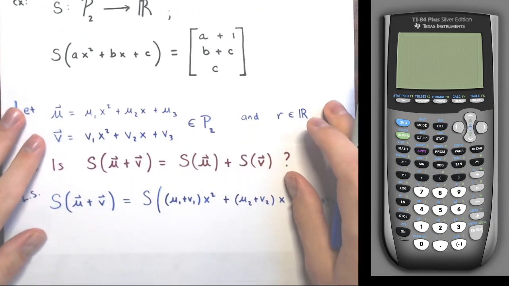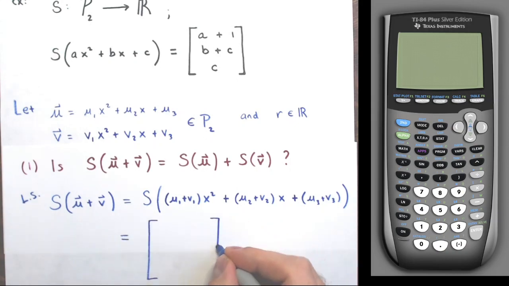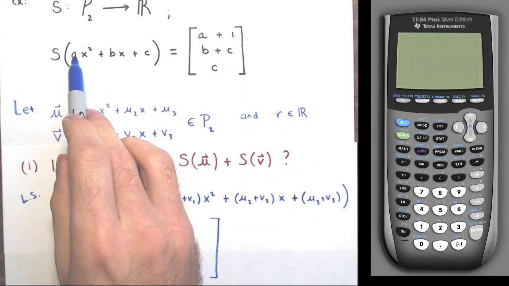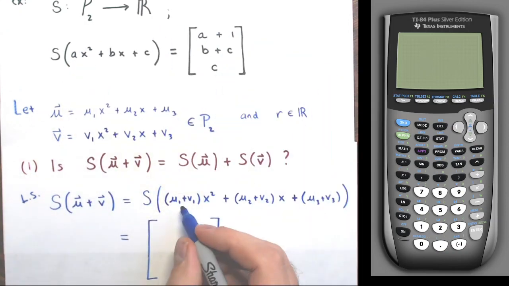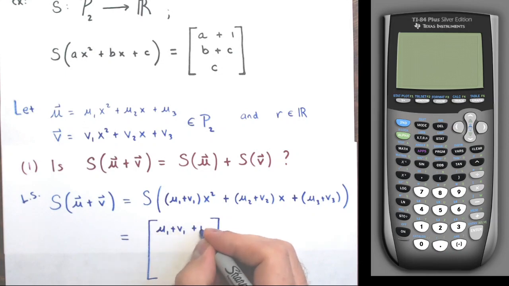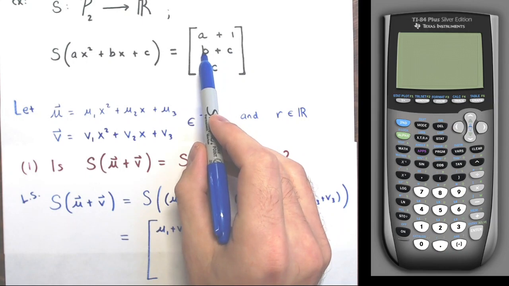And then I take the sum of u and v and apply transformation S to this. And again, this is going to give me an output that's in R3, a vector with 3 components. Let's make little brackets here. The first component was a plus 1, so the coefficient of x squared plus 1. So that's the u1 plus v1 plus 1.